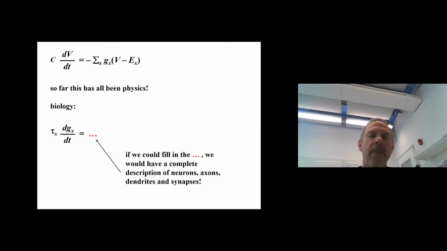So this, so far, has been all physics. The biology comes in because of the conductances. In resistors, we used to have constant conductances. Okay, it's got a resistance and that's it. Transistors aren't like that, and transistors are much more interesting. Same thing in biology. These conductances can change. And if you could fill in a conductance everywhere, you would have a complete description of neurons, axons, dendrites, and synapses. And we've mainly done that for neurons, axons, and dendrites, but not for synapses.